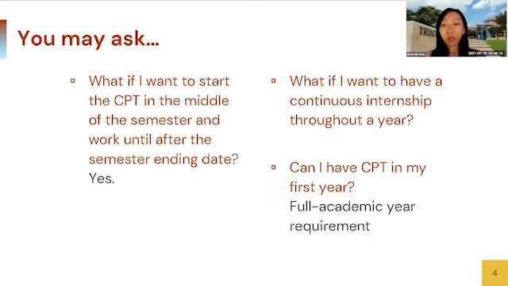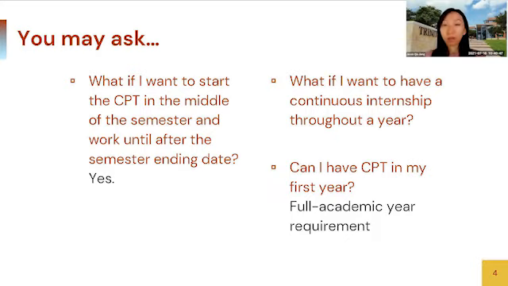Yes, you can do that. In Trinity here, we just need to adjust your CPT start time and ending time. And we will work with you, your academic advisor, and the professor who is overseeing your internship course to figure out a plan for you. But the short answer is yes.